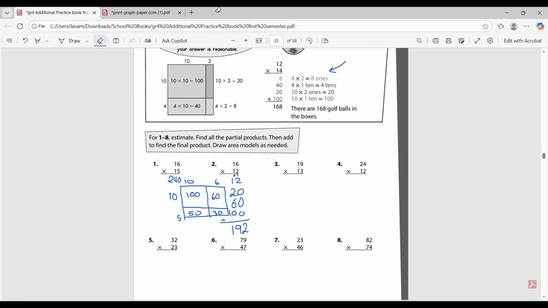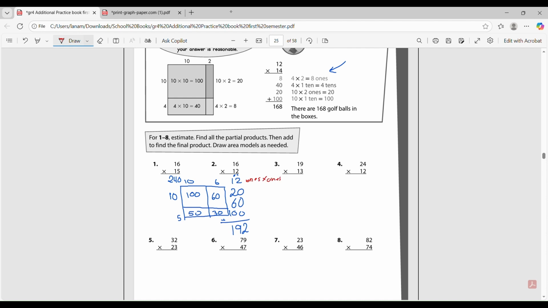Now, I can just say that over here we multiplied ones by ones. So ones by ones. And here, ones by tens. Here, tens by ones. And in the last one, tens by tens.